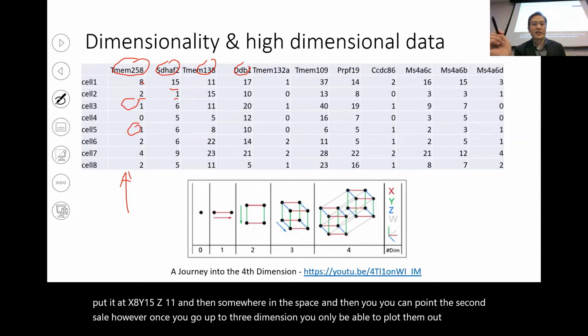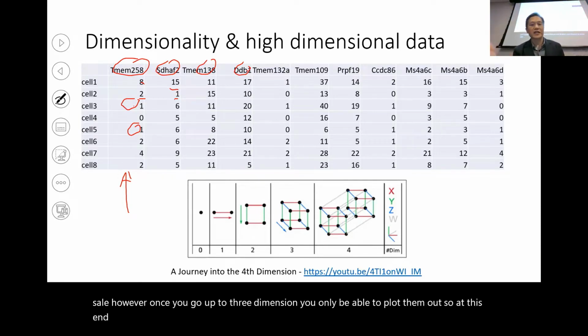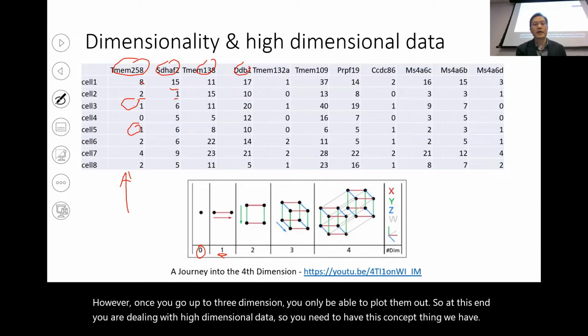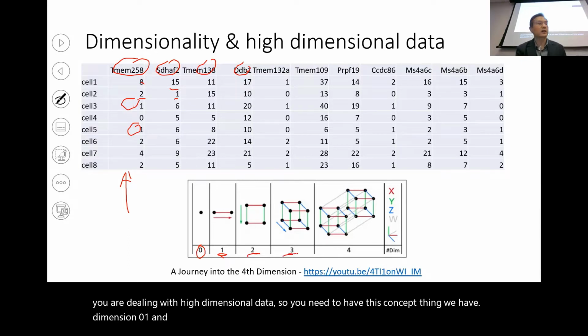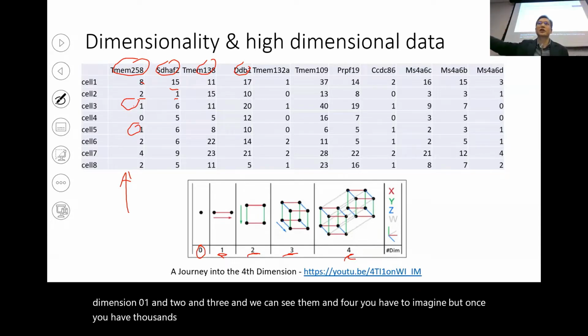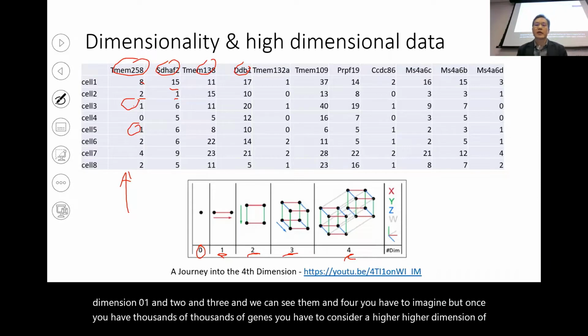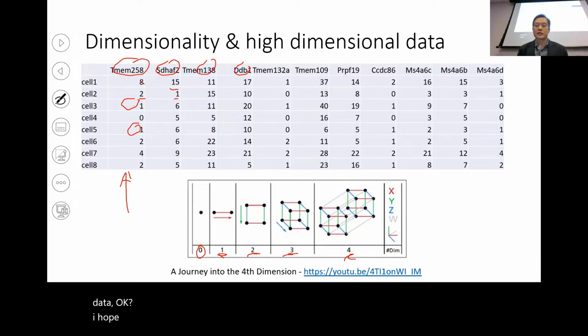However, once you go beyond 3 dimensions, you will no longer be able to plot them out. So at this point, you are dealing with high dimensional data. You need to have this concept: we have dimension 0, 1, 2, and 3, and we can see them. And 4, you have to imagine. But once you have thousands of genes, you have to consider a much higher dimension of data. Okay. I hope everybody gets this.